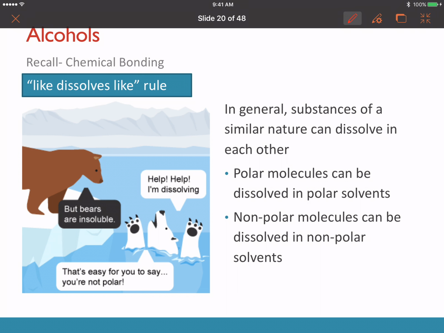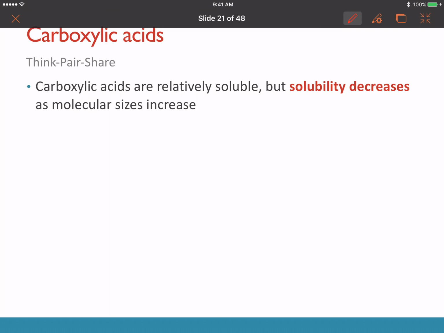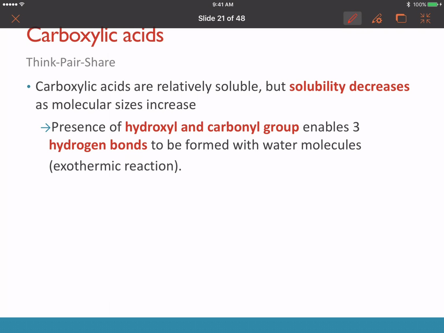Okay, so recall this like dissolves like rule. Remember that polar molecules can be dissolved in polar solvents and non-polar molecules can be dissolved in non-polar solvents. So an example was that ionic compounds can be dissolved in water, and alcohol can be dissolved in water because of the polar OH group. So why is it that carboxylic acids are soluble in water? It is because the hydroxyl group and carbonyl group enable three hydrogen bonds to be formed with water molecules. And the formation of these bonds is an exothermic reaction.